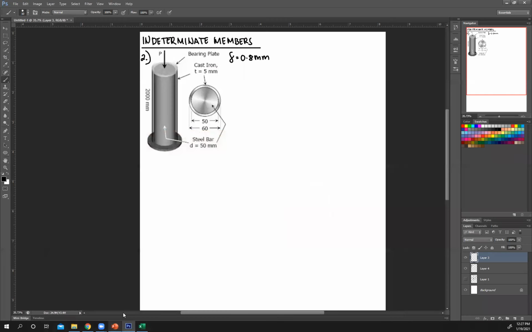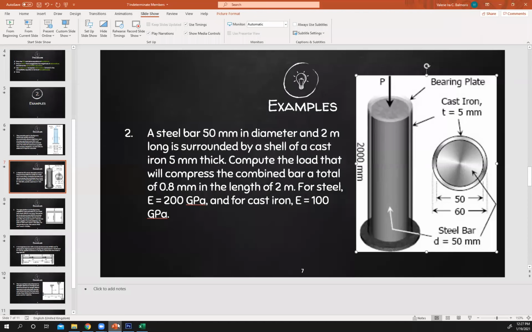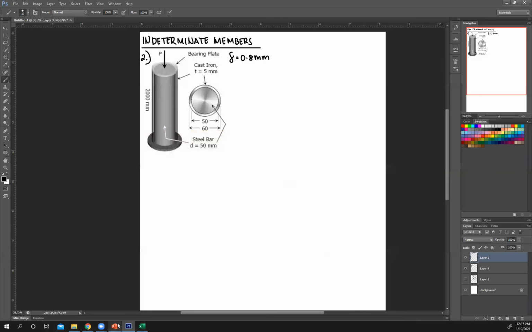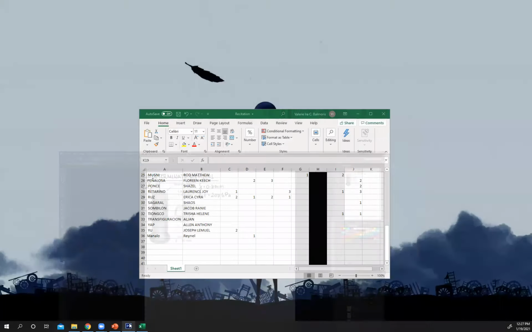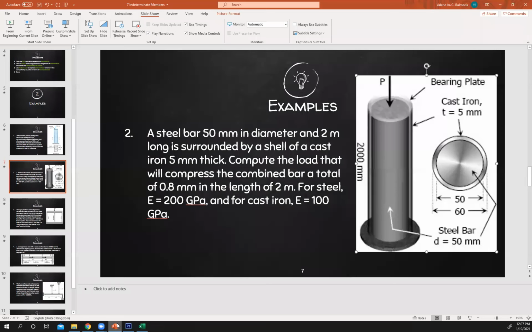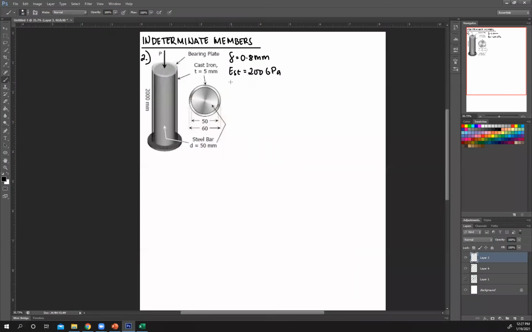In the length of 2 meters. So that just means this is your 2 meter length, or 2000 millimeter length. It's going to compress along this length. That's all that means. Then E: E of steel is 200, then cast iron, or just iron, 100.